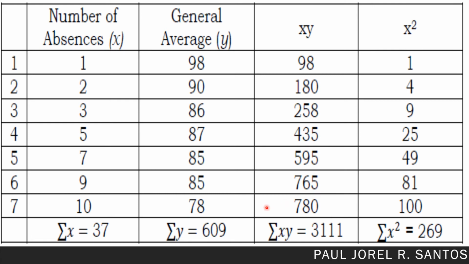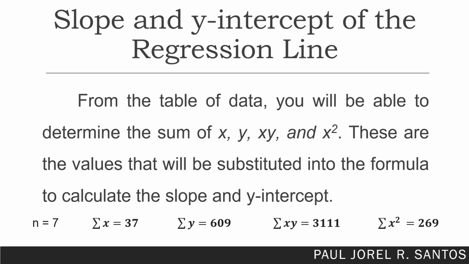After doing that, we compute the summation of x, summation of y, summation of xy, and summation of x squared by adding all entries in each column. After doing so, we have n equals 7, summation of x as 37, summation of y as 609, summation of xy as 3111, and summation of x squared as 269.